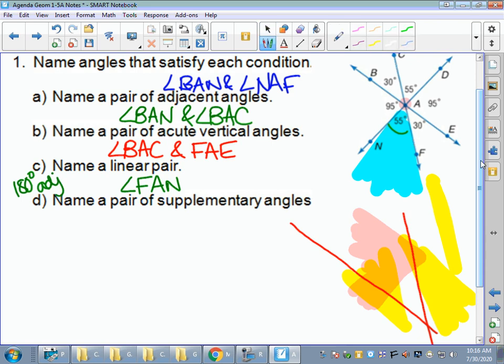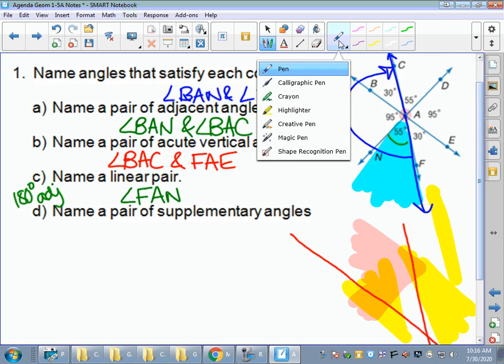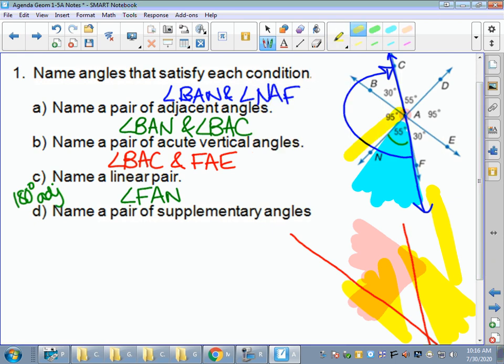So I might have to think bigger than just all these little angles put together. If angle FAN is 55 degrees, I know how many degrees I'm going to need. I'm going to go this way. So here is 180 degrees, a straight line, right? Well, I've already got FAN shaded in, so that 180 degrees has to come from this other part over here.